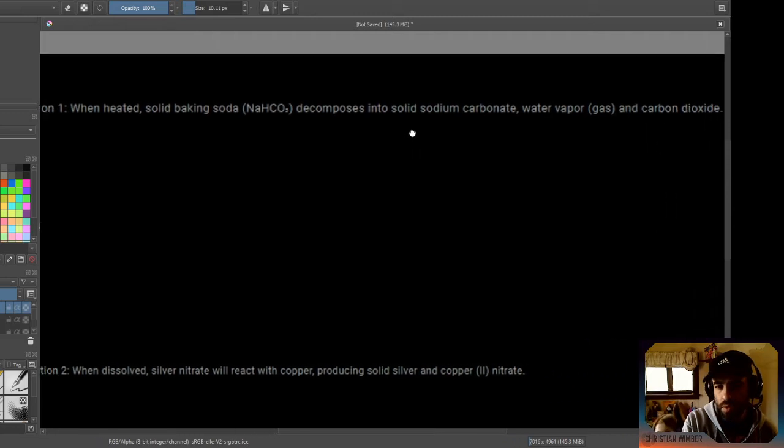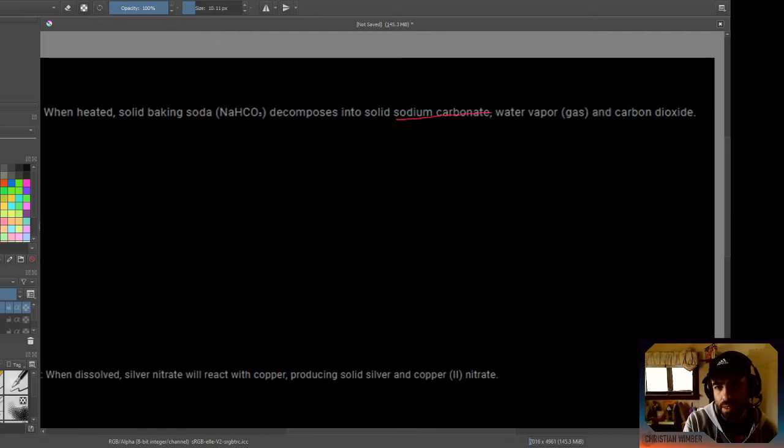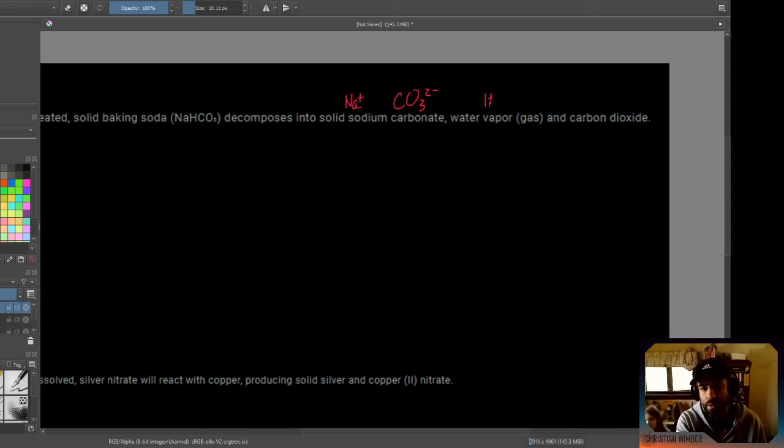Sodium carbonate, that's a little bit different. When I go look on my little ion sheet, I see that sodium is Na plus and carbonate is CO3 2 minus. So if I have two minuses here, I'm going to need two pluses. Water vapor is H2O, that one's easy, and carbon dioxide, CO2.